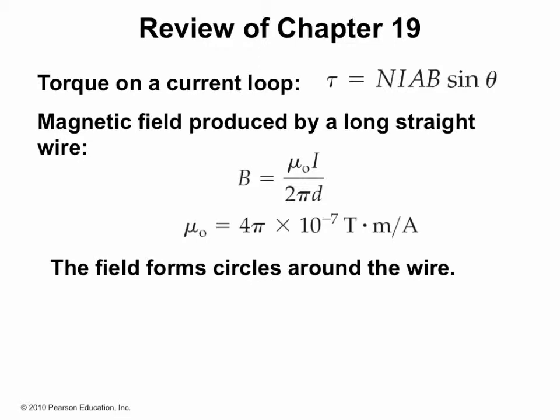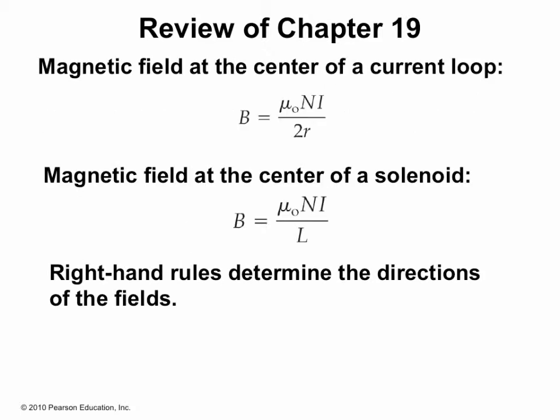Torque on a current loop, this formula right here. Magnetic field produced by a long straight wire, this formula right here, where this is the constant of the permeability of free space. The field forms circles around the wire. You, again, use the right-hand rule to determine the direction of those circles. If you have a question in your homework that talks about the center of a current loop or the magnetic field at the center, use this formula here. If it says the magnetic field at the center of a solenoid, use this formula here.